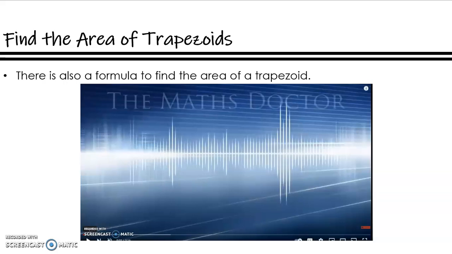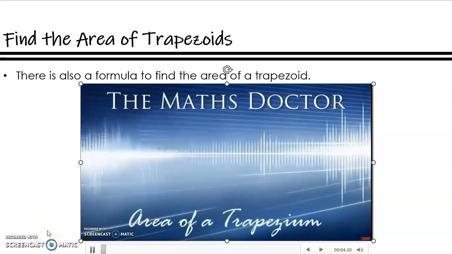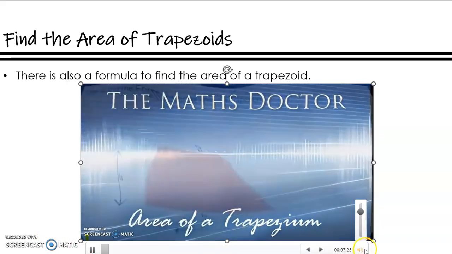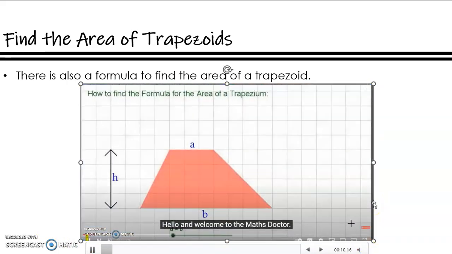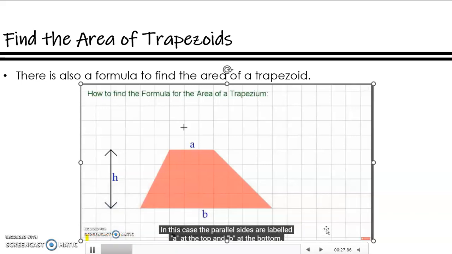Now I want to show you the formula to find area of a trapezoid, okay? So let's watch this. As you see, and you're not gonna be able to hear their voice because it doesn't work through the computer, but what they're showing us is a trapezoid. And they are going to show us how to find the formula of the trapezoid. They're also calling it a trapezium, which is another name for it, okay?